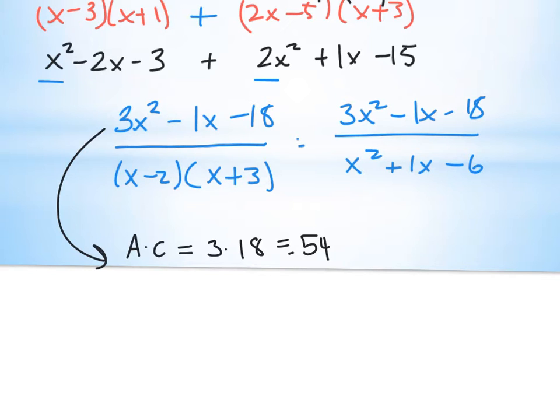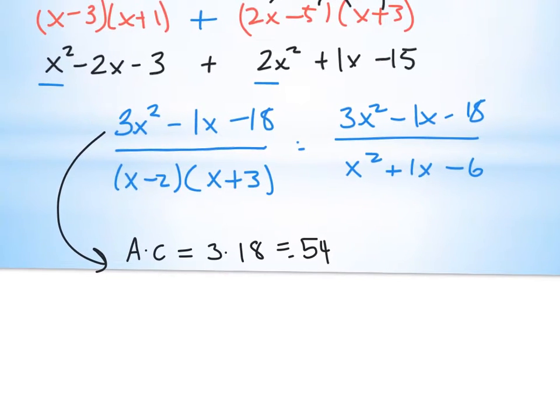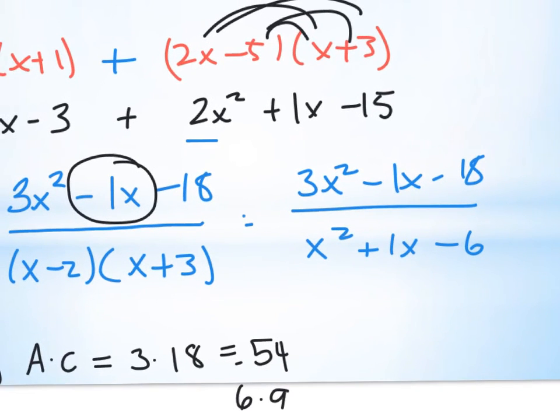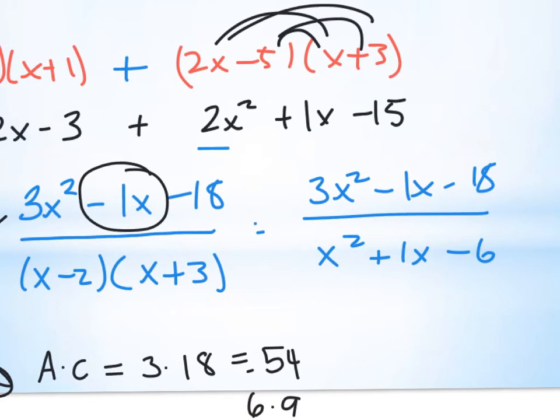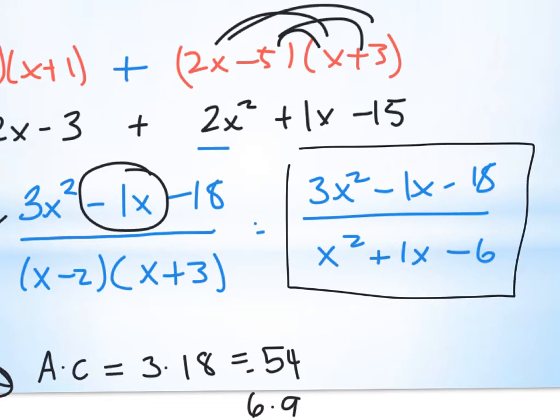Now from that, we could start listing out the factors of 54, but what we're going to find out is that there are no two factors of 54 that would combine to give us negative 1 in the middle. The two closest factors of 54 would be 6 times 9, and those are too far apart. And so the idea here is that this cannot be simplified any further. So when we go back up to it, this is going to be our final answer here of 3x squared minus 1x minus 18 divided by x squared plus 1x minus 6.